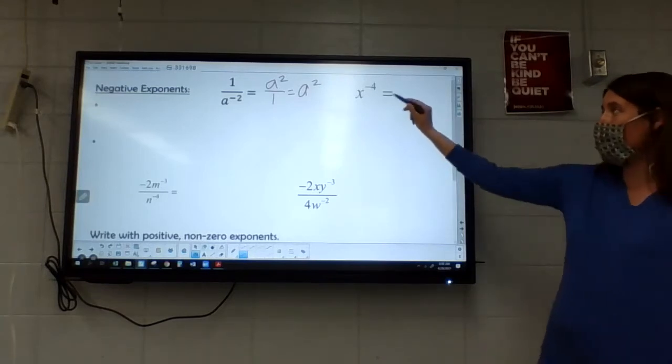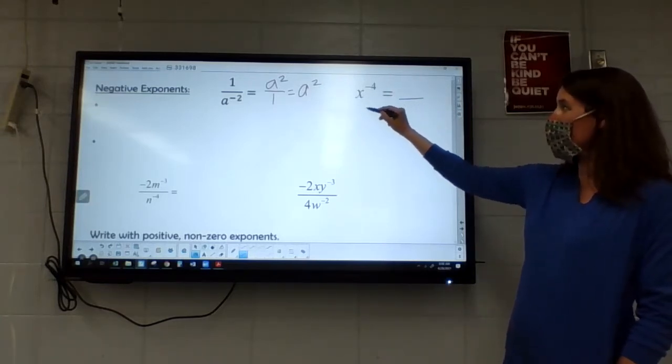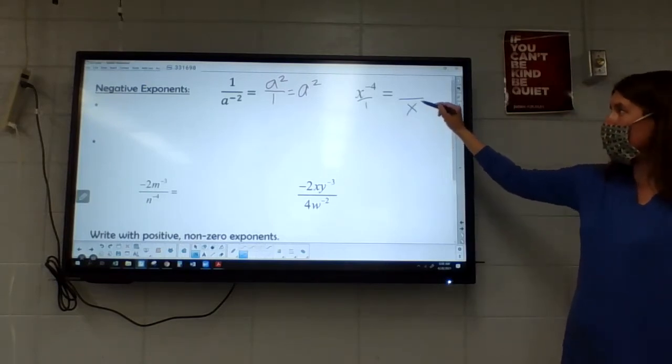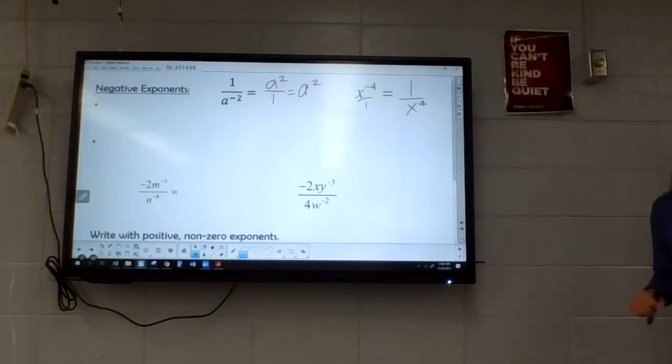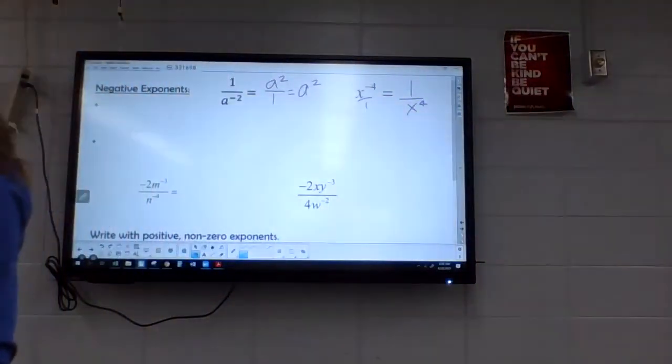So it's currently on the top, so we're going to move it to the bottom. Because right now I can put it over 1, right? So I'm going to move it to the bottom and it's going to become positive. Anytime you move it, it changes the sign of the exponent. So I'll write that out in words and then try to show you guys with some more examples.